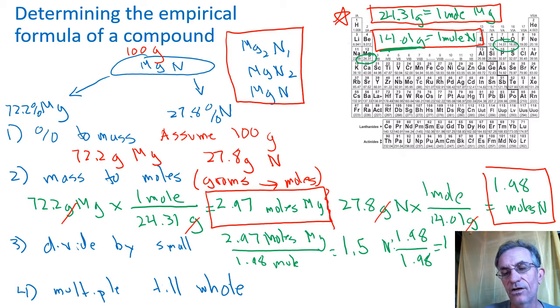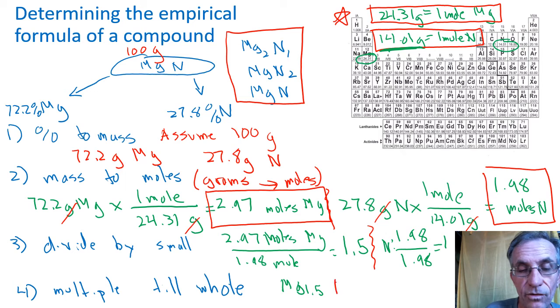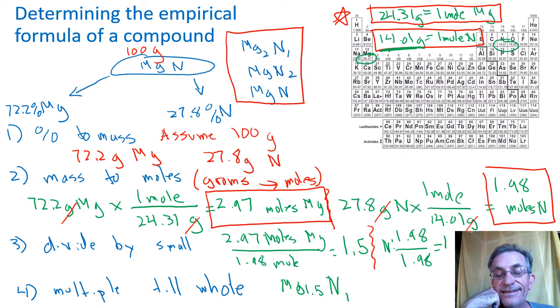All right. So at this point, we basically have our subscripts, right? These are your subscripts. When we did all this work for magnesium, the answer for magnesium turned out to be 1.5. The answer that we got for nitrogen, I'm going to write a little line here. 1.98 divided by 1.98, we got 1. Oops, let me switch my colors back. Pardon me. All right, so you get N1. So those are our subscripts. Mg 1.5 times N1. That is the formula.